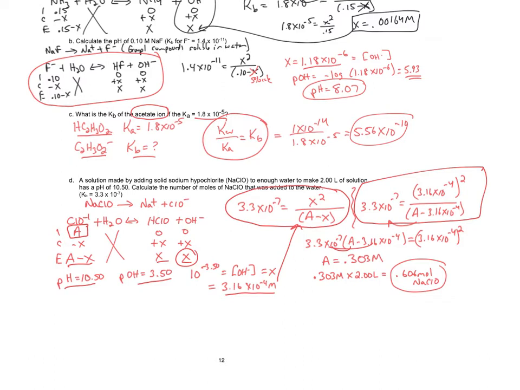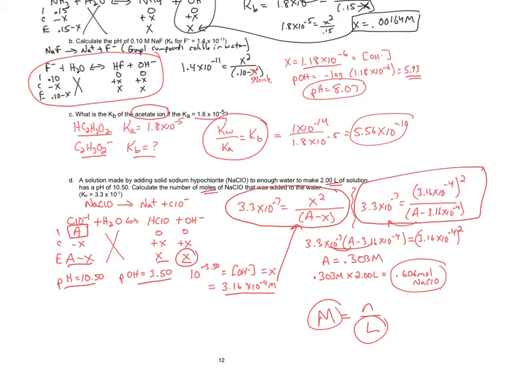They didn't ask for the molarity, they asked for the moles, and they said it was 2 liters of solution. And again, molarity equals moles over liters. So if I know the volume and I know the molarity, multiplying those two will give me the moles, and I get the final answer of 0.606 moles.